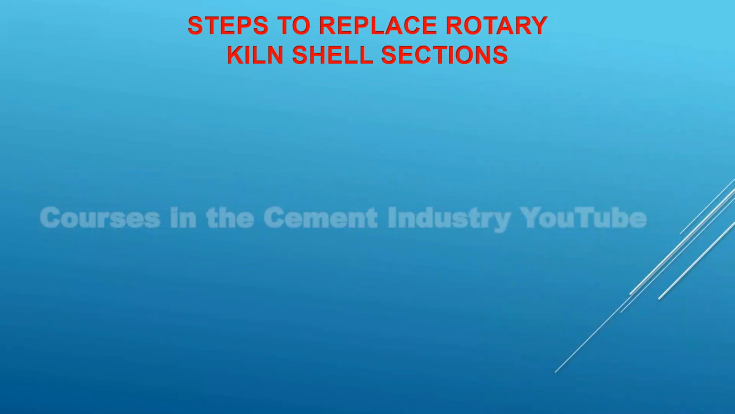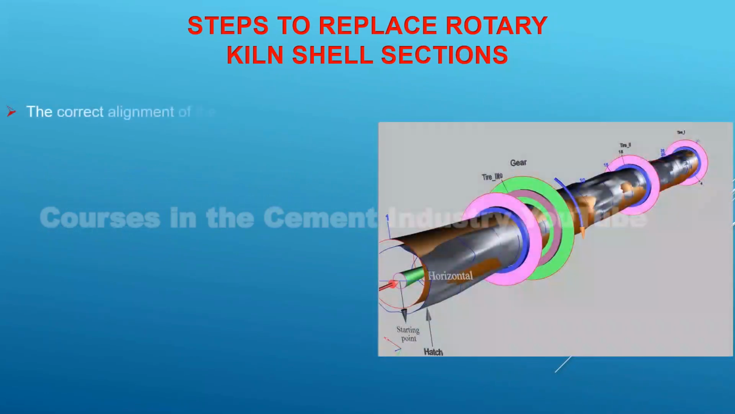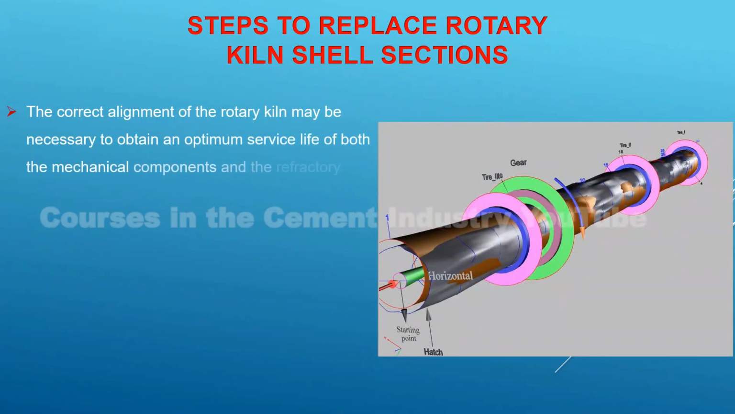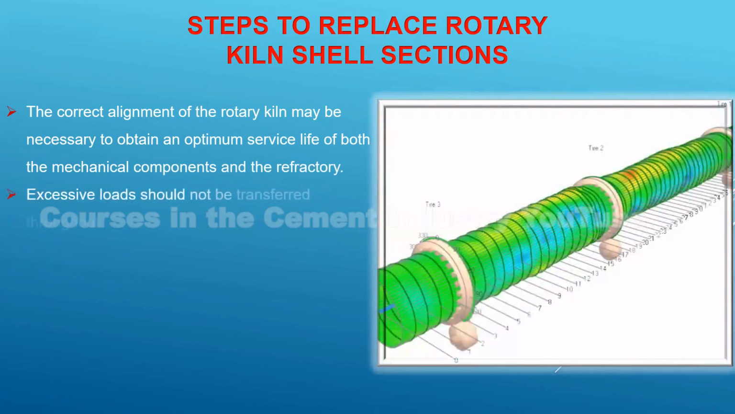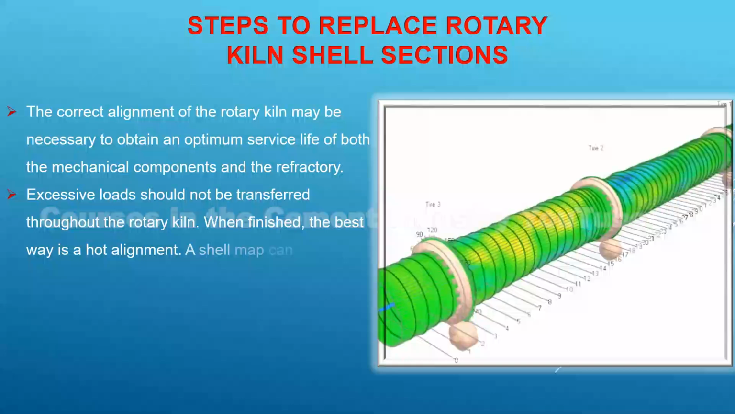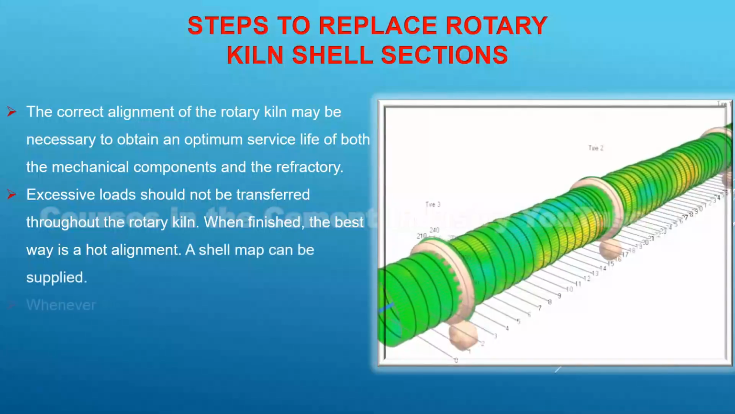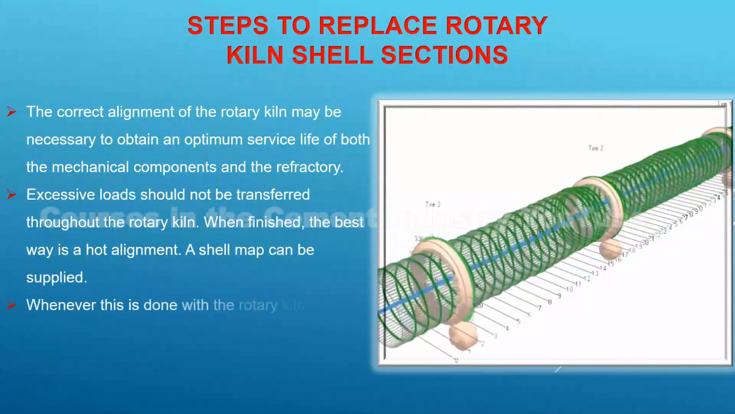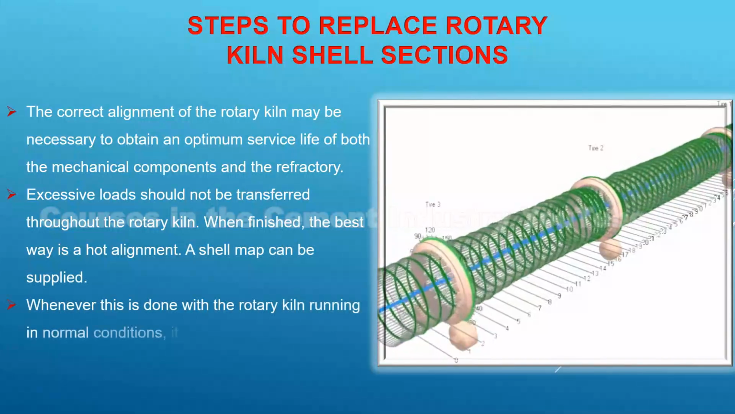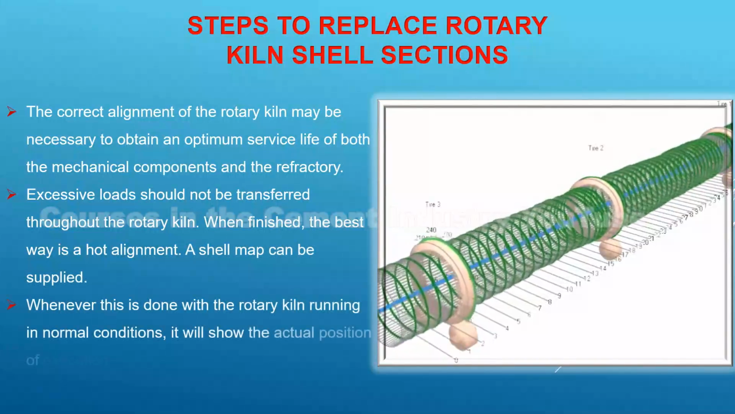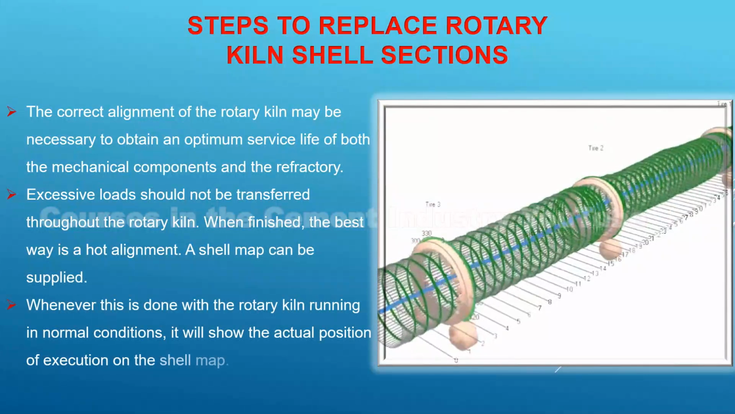Step 25. The correct alignment of the rotary kiln may be necessary to obtain an optimum service life of both the mechanical components and the refractory. Excessive loads should not be transferred throughout the rotary kiln. When finished, the best way is a hot alignment. A shell map can be supplied. Whenever this is done with the rotary kiln running in normal conditions, it will show the actual position of execution on the shell map.